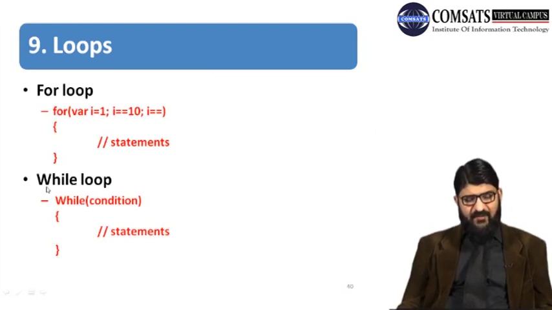The next one is the while loop. For the while loop, you write while, then the condition is given, then the opening bracket, then the statements for the while loop are presented, and the bracket is closed. So this is the syntax to write a for loop, and this is the syntax to write a while loop.